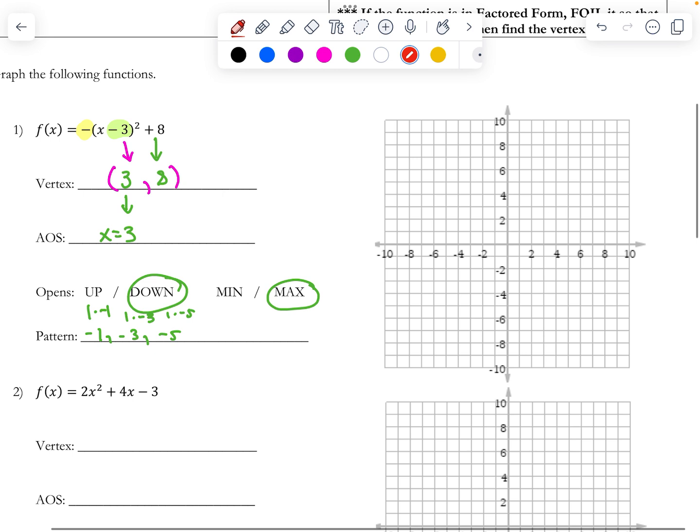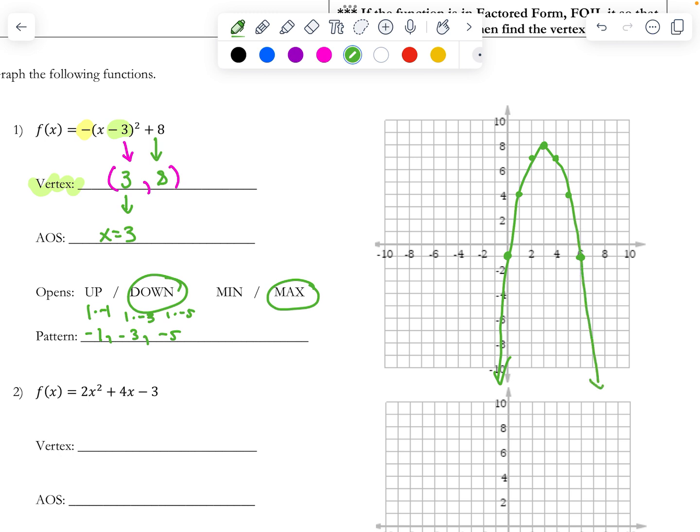Okay, I'm going to go ahead and start by graphing my vertex. So my vertex is going to be graphed at 3, 8. We're going down 1, then down 3 over 1, and then down 5 over 1. And then the same thing, 1 over 1, 3 over 1, and then 5 over 1. And then here we are, all done. And we get that just by using our pattern, right? Negative 1, negative 3, negative 5. We went down 1, down 3, down 5.